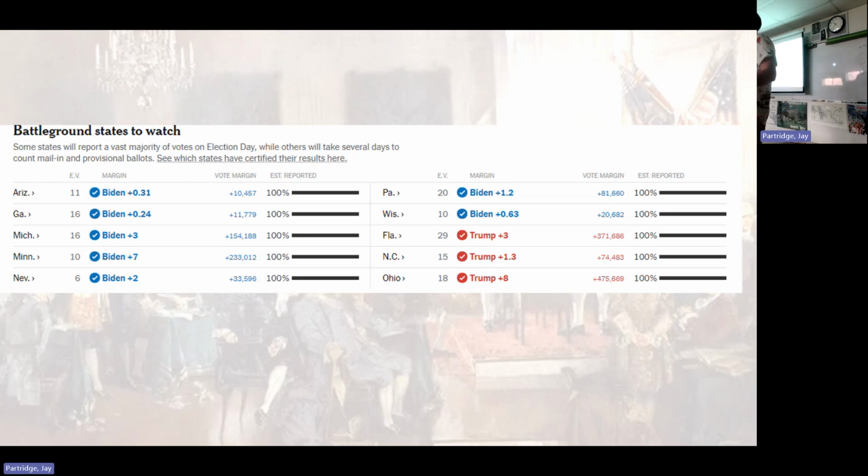Anybody want to guess which states are being overwhelmed with ads for president right now? Anybody want to guess? Wyoming. Yeah, Wyoming. Always Wyoming. They don't care about Wyoming. They don't care about Montana. They don't care about California. They don't care about any of those states.